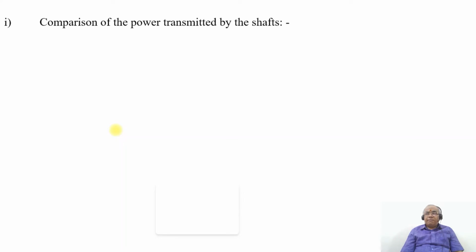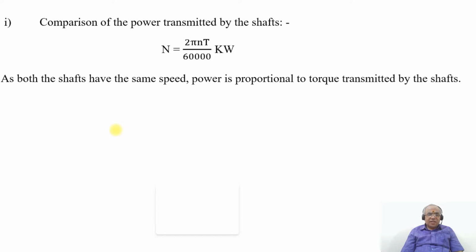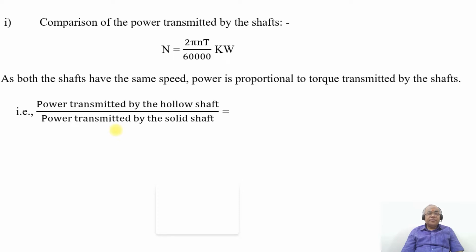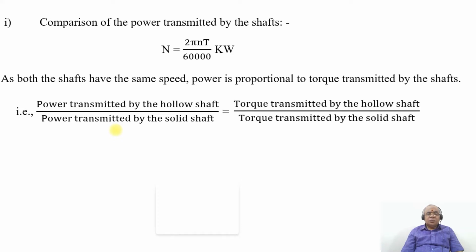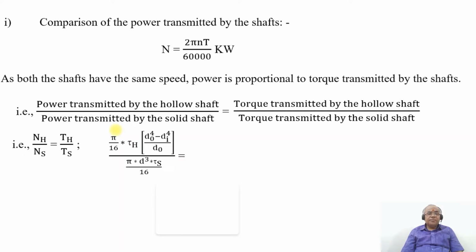Now we go for the comparison of power transmitted by the shaft. Capital N will be equal to 2 pi NT by 60,000 kilowatt. As both shafts have the same speed, power is proportional to the torque transmitted by the shaft. So the power transmitted by the hollow shaft divided by the power transmitted by the solid shaft will be equal to the torque transmitted by the hollow shaft divided by the torque transmitted by the solid shaft. So capital NH by capital NS will be equal to capital TH by capital TS.